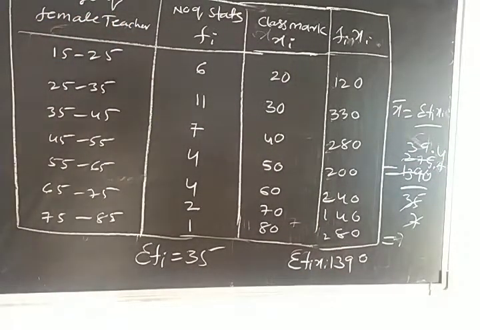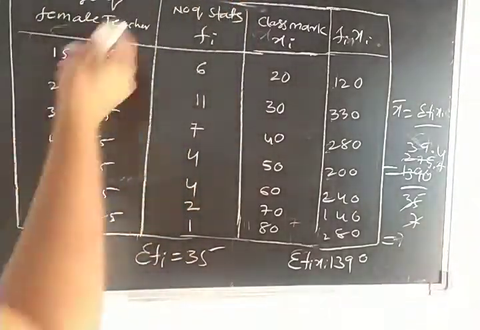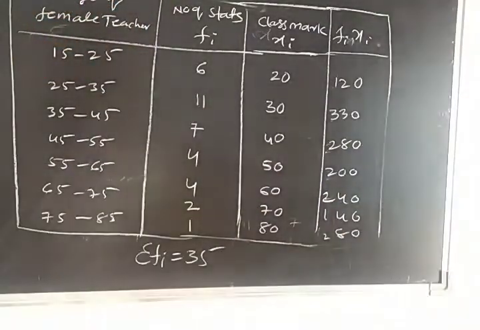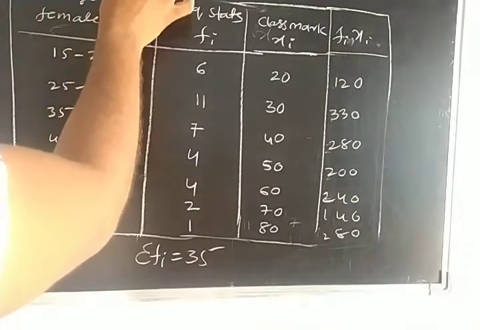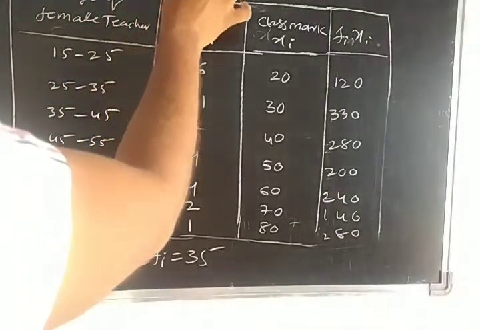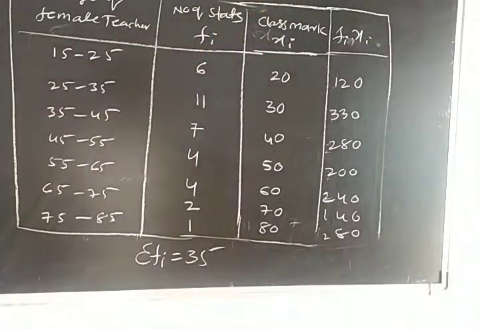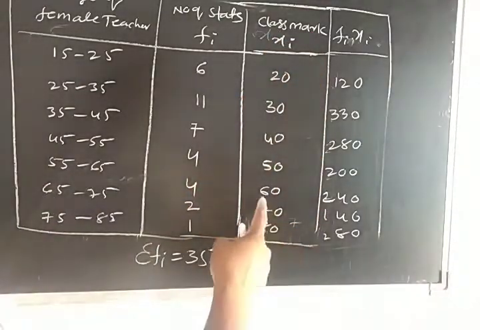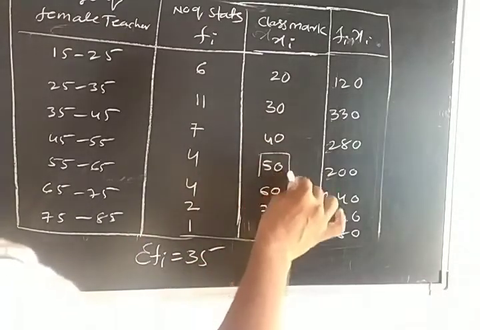Okay. Now I am using the assumed mean method here. This is by the direct method. Let me check in the assumed mean method. By the assumed mean method, we have to choose one value among these xi values. The middle value we have to choose. So the middle value is 50. So this 50 I am taking as a.